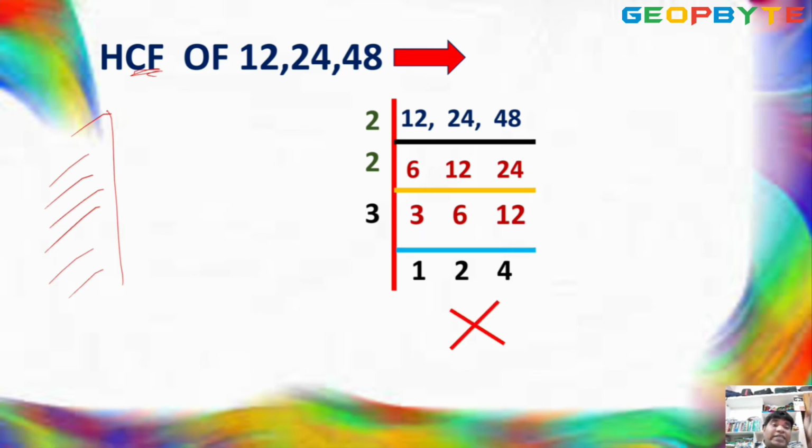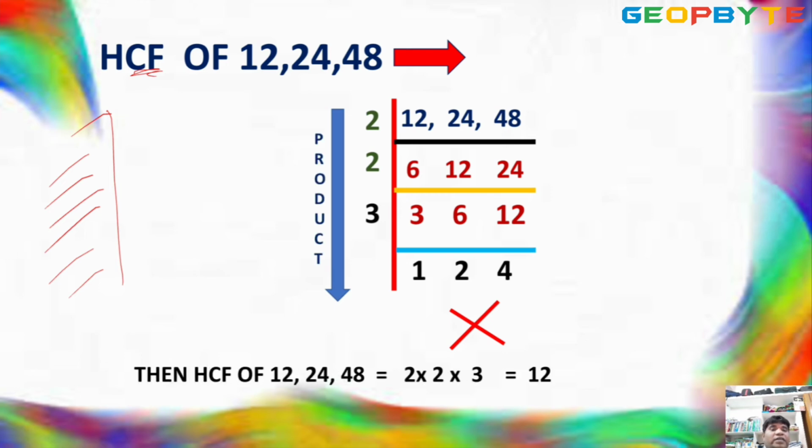So stop the process. Finally, take the product of the H-shape numbers. Look at this shape's number product. Then the HCF of 12, 24, 48 is 2 into 2 into 3. So 12. This is the answer.